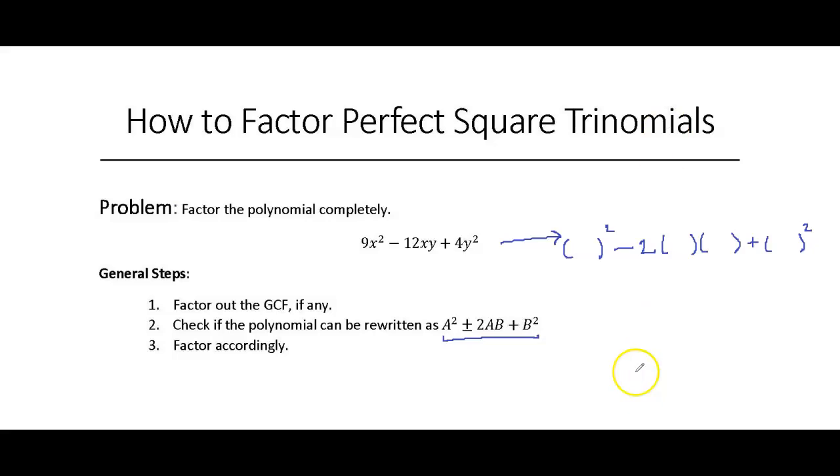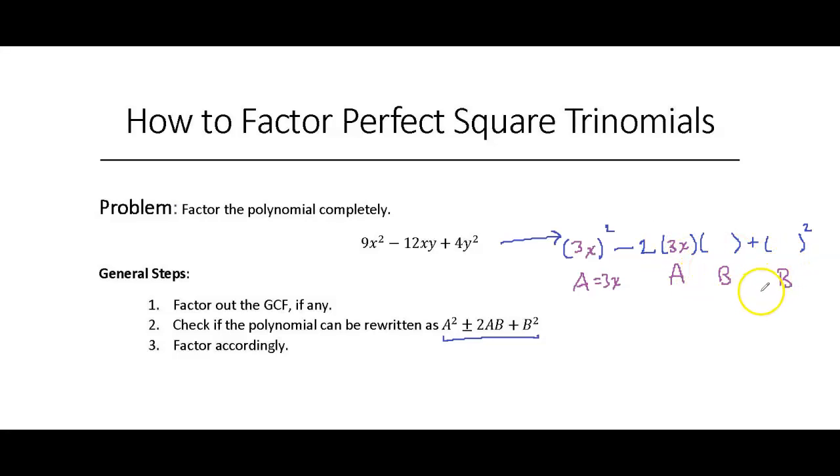plus some expression to the second power. Now, these aren't just any expressions. This first one will have to match this second expression, and the last two will have to match. So 9x squared, can that be rewritten as something to the second power? Well, x squared is just x to the second power. 9 is 3 to the second power. So we could consider our a to be 3x. If it's 3x here, it would have to be 3x here.